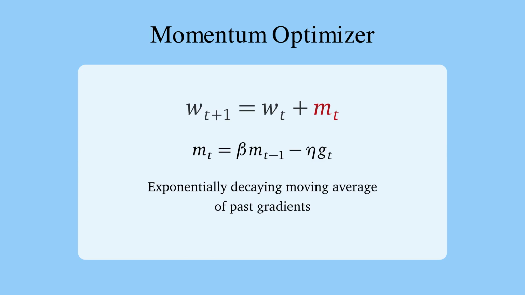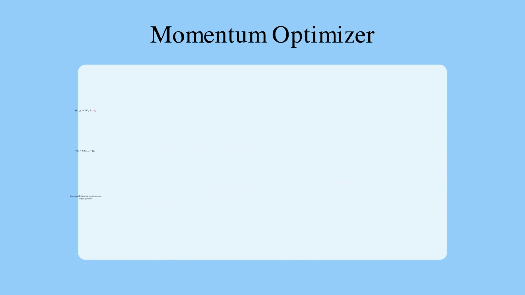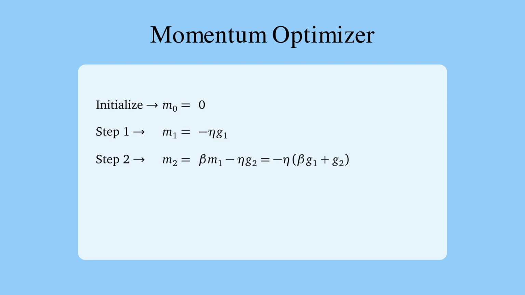It's important to note that this equation gives us an exponential moving average, or EMA, of the past gradients. To see this exponential decaying behavior more clearly, let's look at the computation of momentum at different steps. At t equals 0, M sub 0 is initialized to a vector of all zeros. At t equals 1, M sub 1 is negative eta times G sub 1. At t equals 2, M2 is beta times M1 minus eta times G sub 2, which can be simplified as shown here.